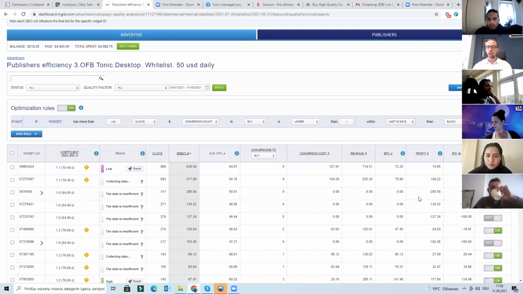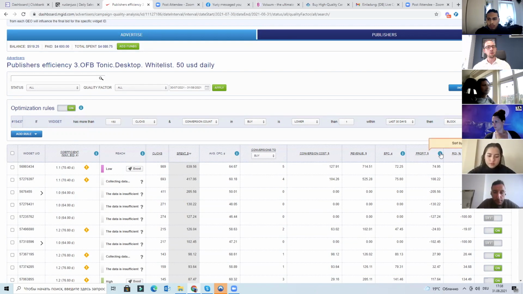So 5 conversions would make the cost 400, right? And it would be profitable, but yet the spend is 640 and not 400, and still this widget is on. So because the widget is making money because of the higher upsell count, it's destroying your theory based on the rules you're trying to implement.